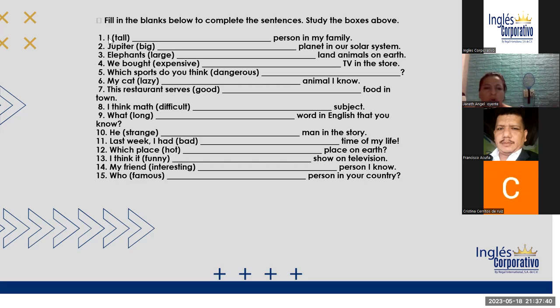Ese como lleva most, no se le agrega el est, ¿verdad? No, porque dangerous es de más de dos sílabas. Por eso se le agrega the most. Exacto. Cuando se le agrega el most, ya no lleva el est, lleva una regla.